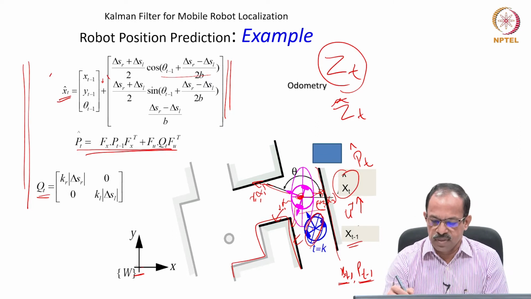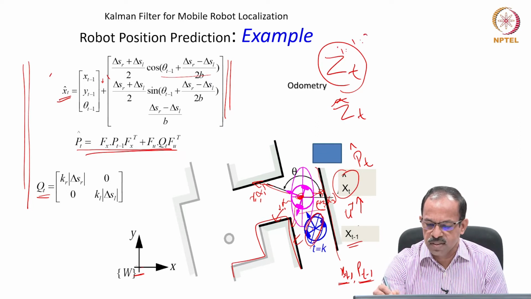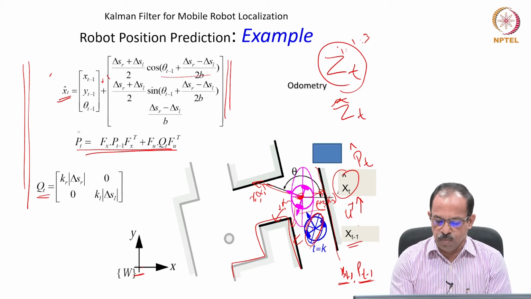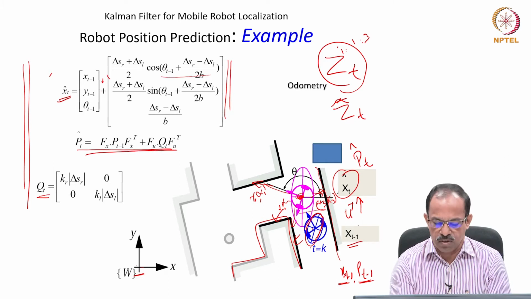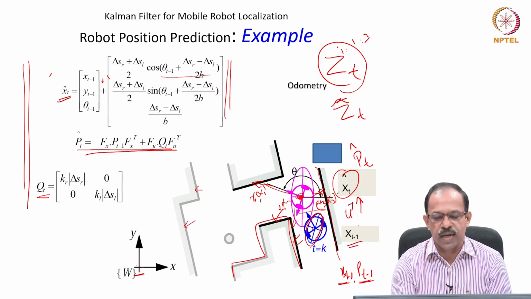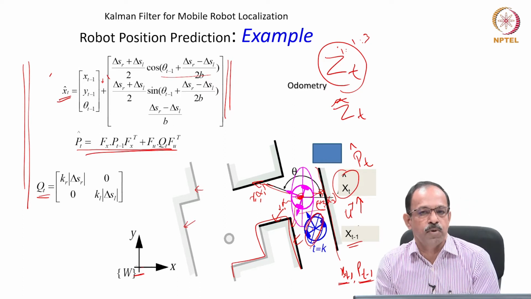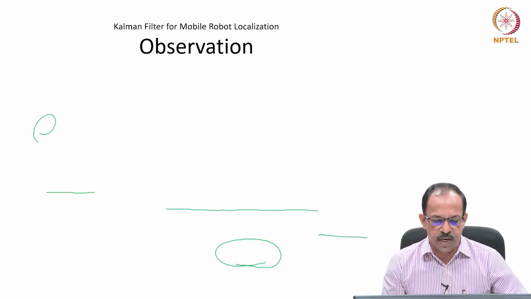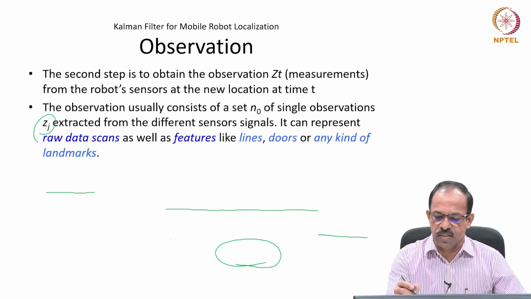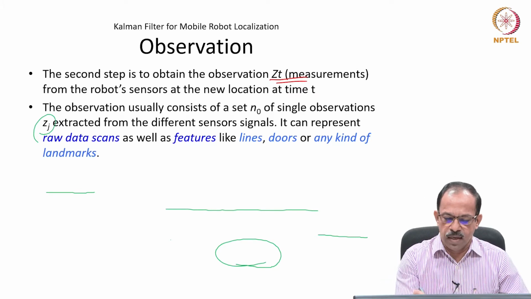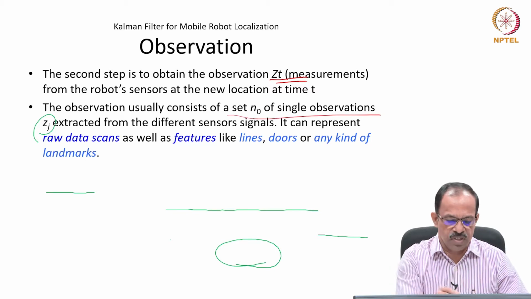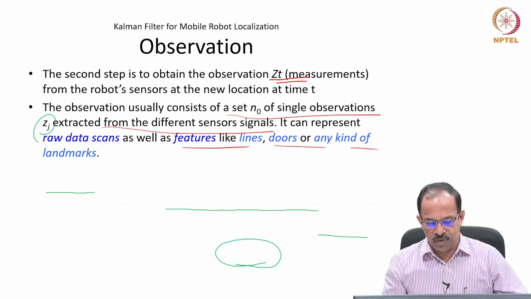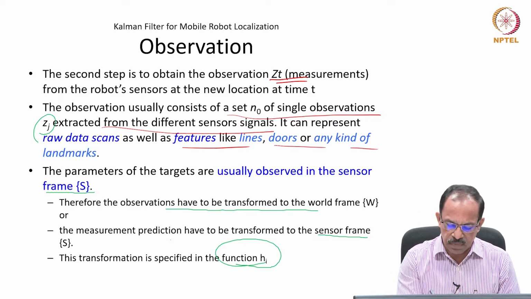Okay. So, ZT we have i is equal to 1, 2, 3 in this case, okay, and then there are many things the robot is supposed to see if it is at this position. If it is exactly at this position, it should have actually seen this also, or this also. I mean, there can be many things which the robot will be able to see if it is exactly at some location. So, we will look at that one and then try to predict what are the things that the robot is seeing. Okay. So, that is the ZT measurement, and then the observation usually consists of a set of single observations extracted from the different sensor signals, okay, like features like lines, doors, any kind of things. Okay. So, we will put that as sensor.